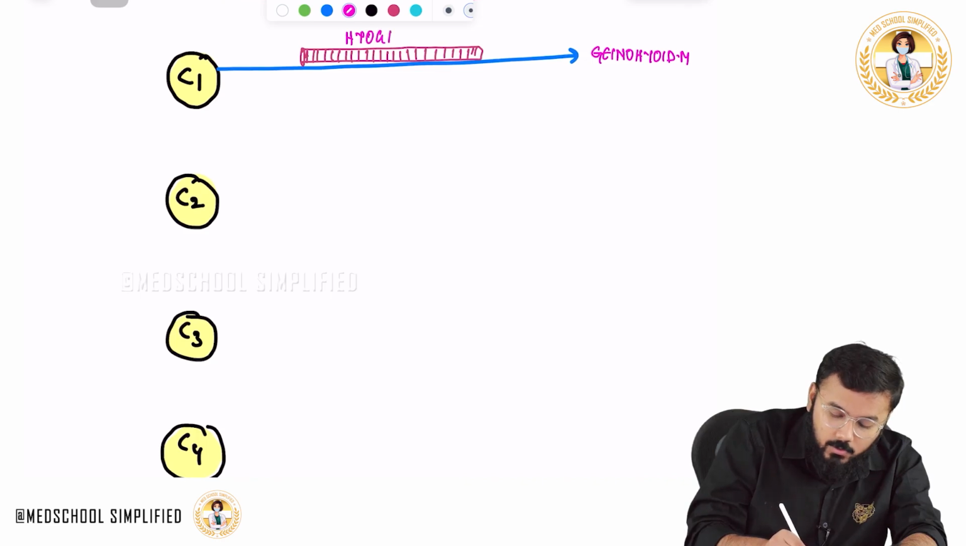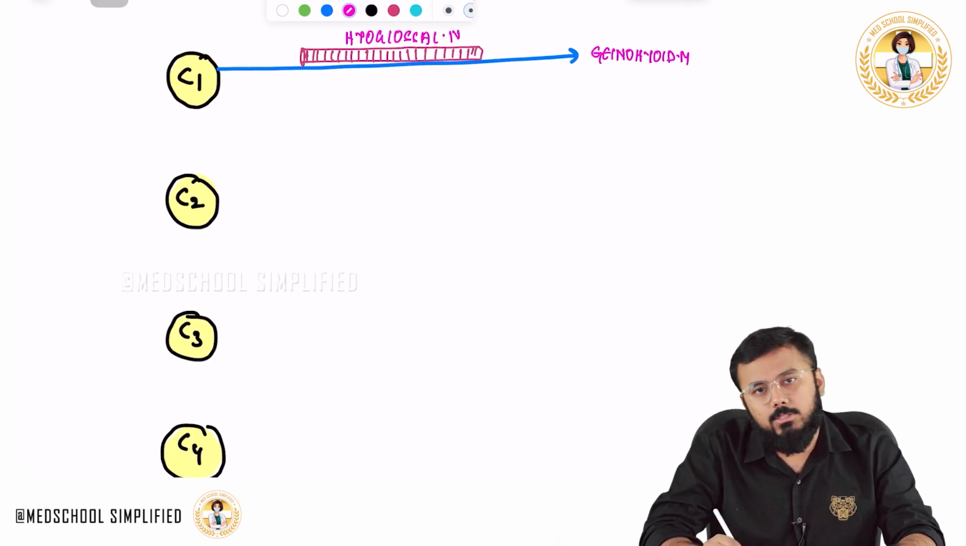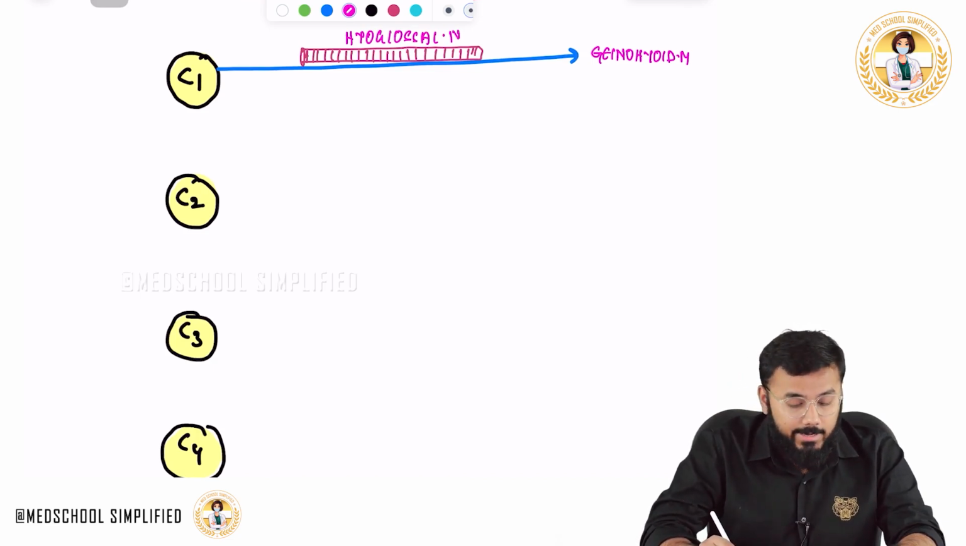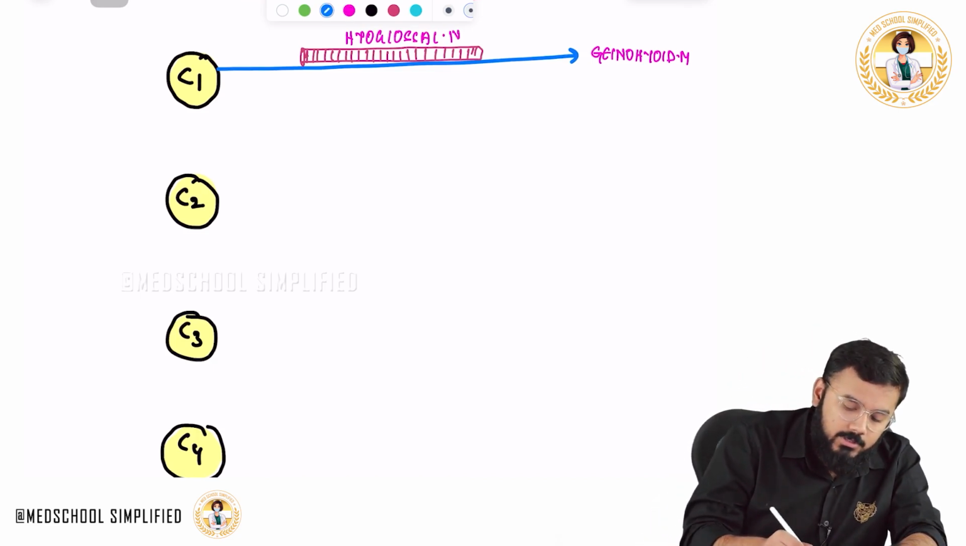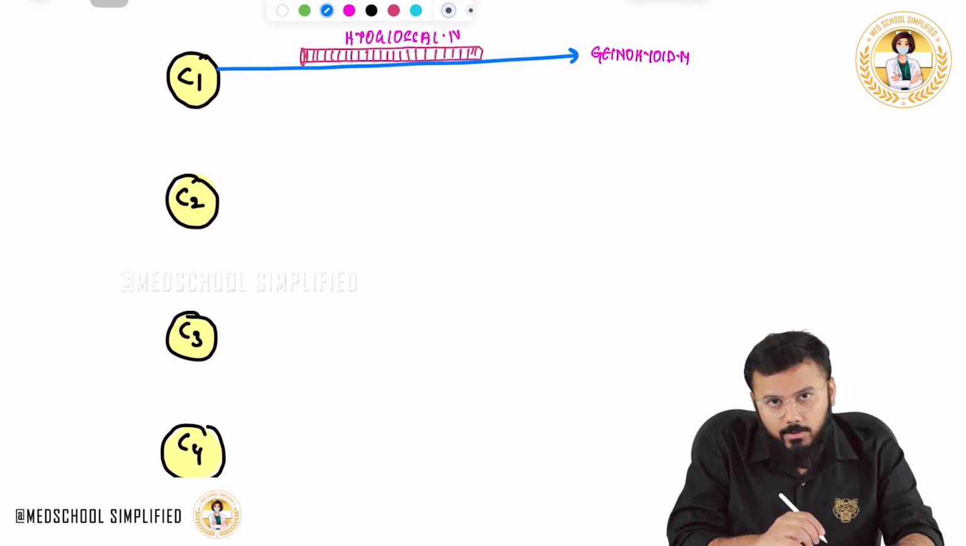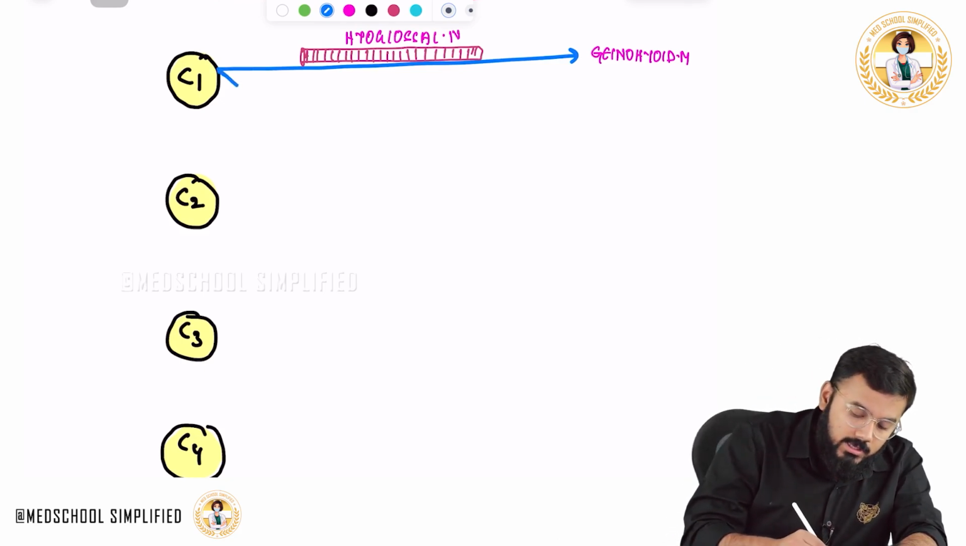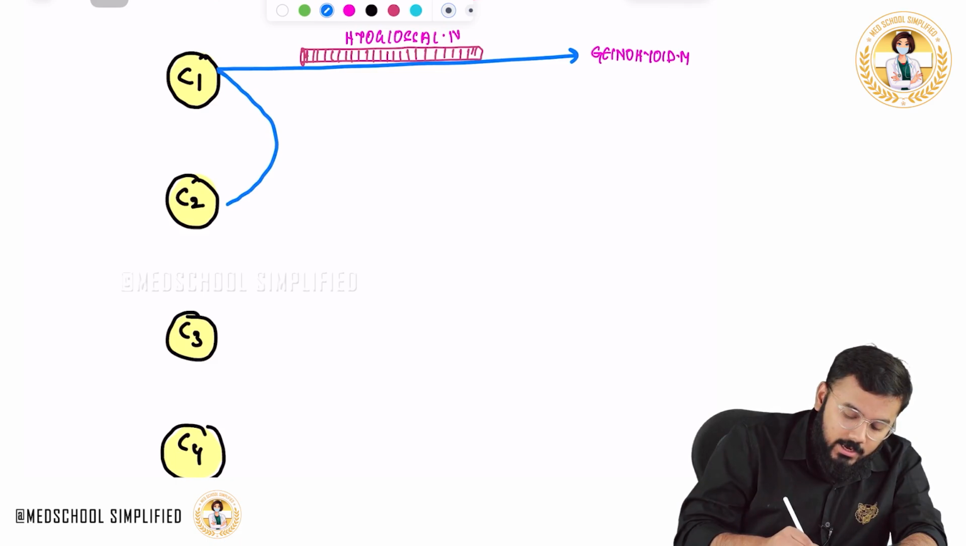This is your hypoglossal nerve. Clear? This is your hypoglossal nerve. Next important thing is that from C1 we also come across one more branch. Okay, so this branch joins with another branch.